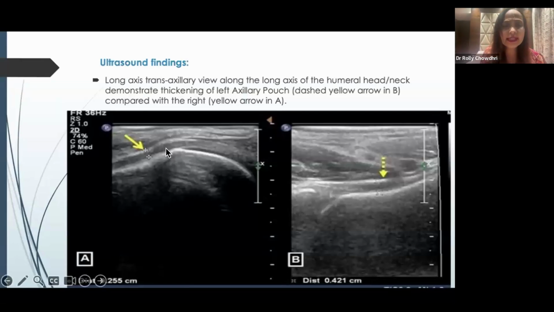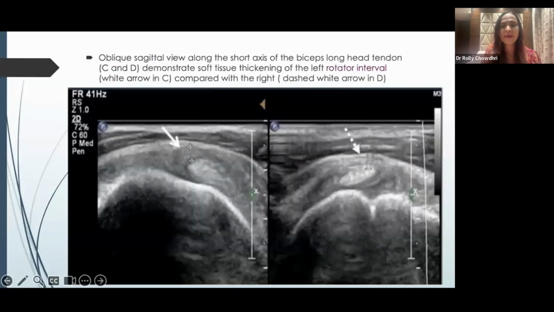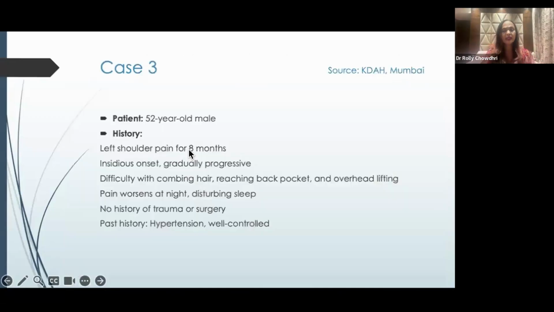So when I saw the transaxillary view of the long axis, you see that there is a thickening of the axillary pouch at the humeral profile in the coronal view of the axillary pouch. If I look here, I can see a lot of soft tissue thickening in the rotator interval with a thickened coracohumeral ligament. So the next case was a 52-year-old male with shoulder pain, insidious onset.